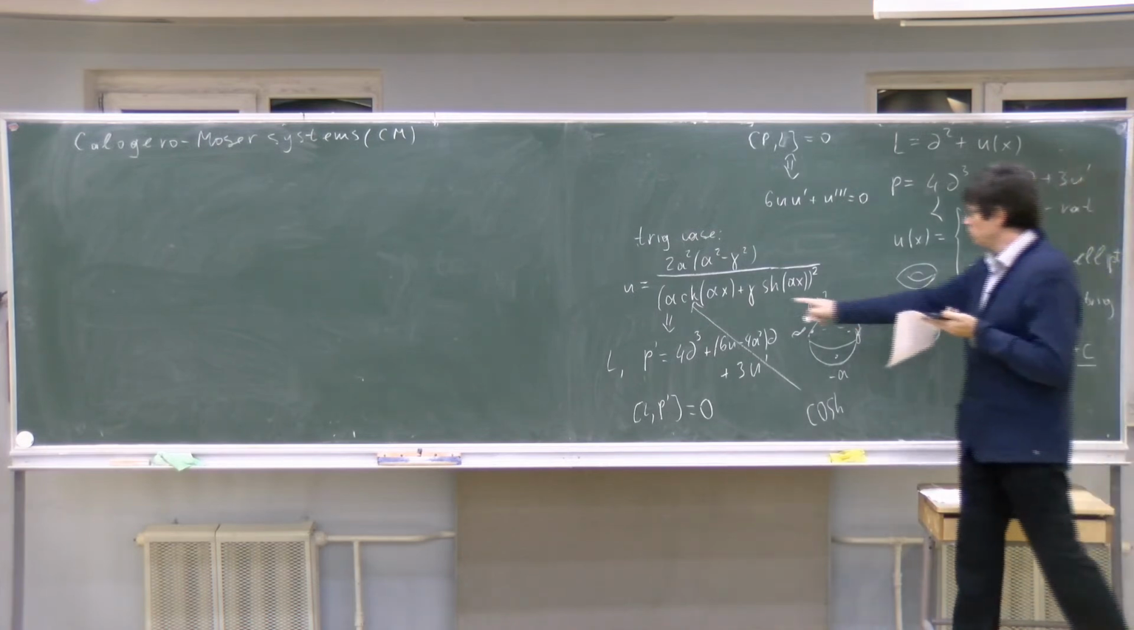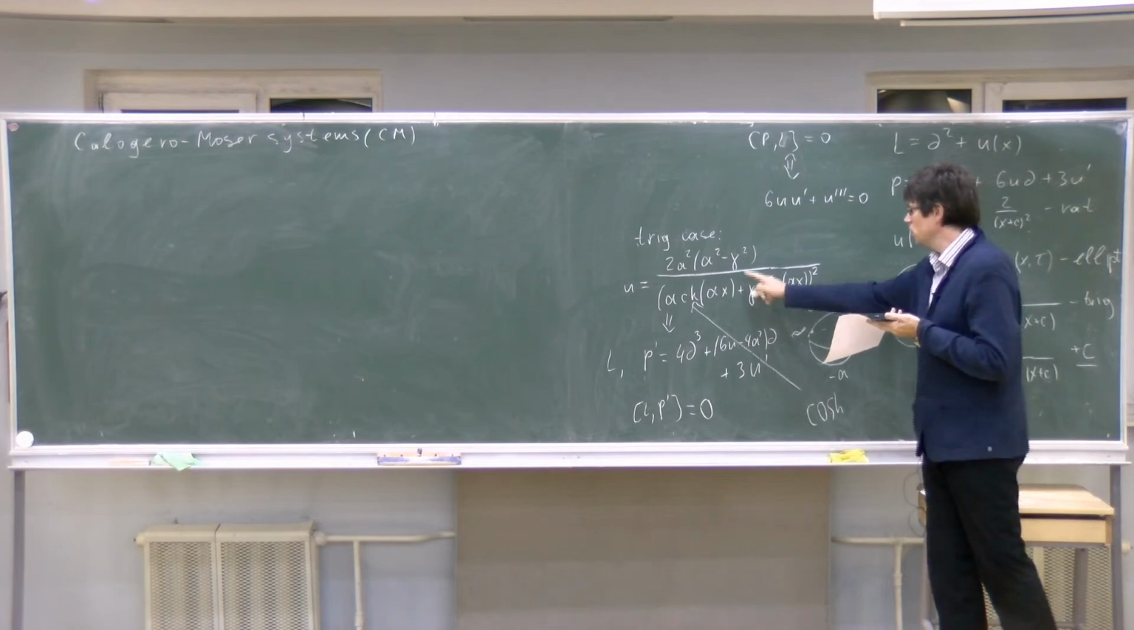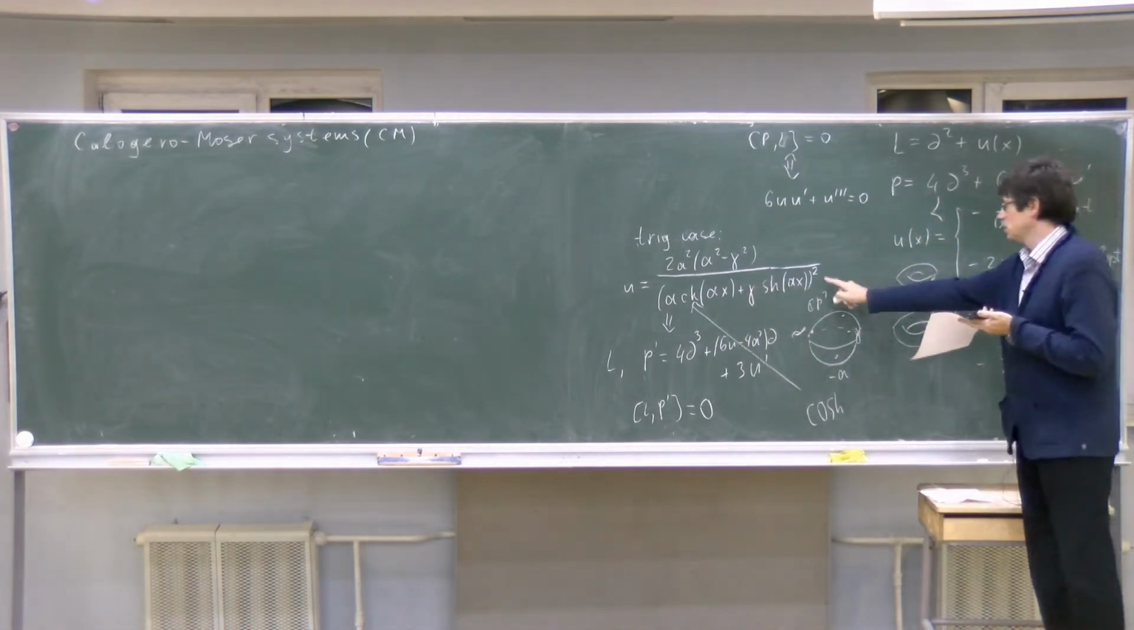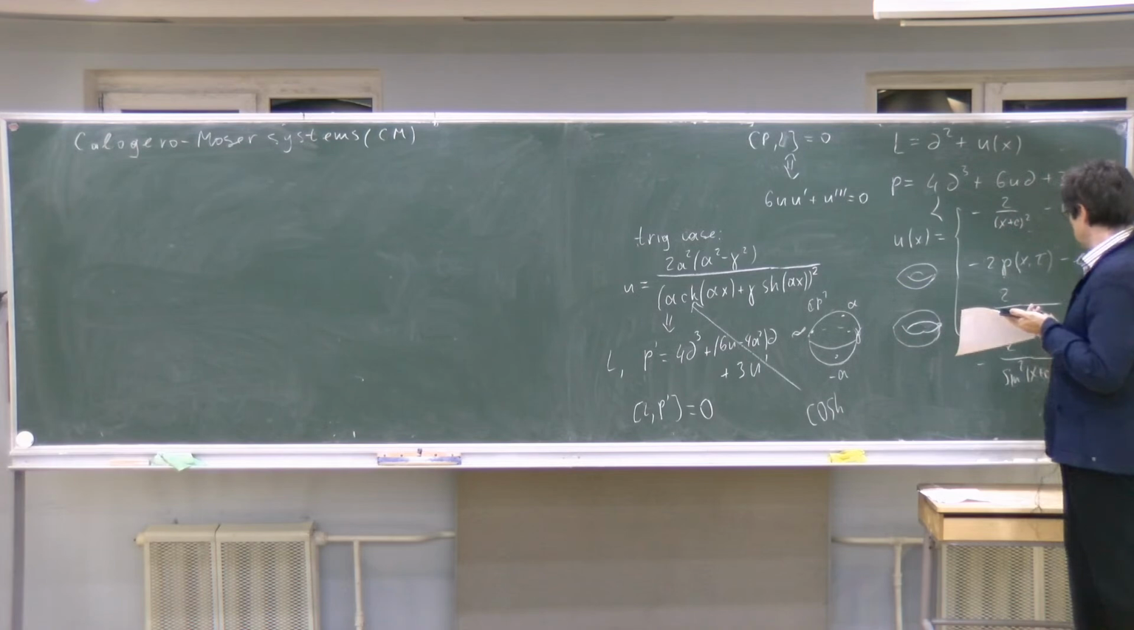And if we put here, for example, gamma is equal to 0 and a is equal to 1, then this formula will lead to this formula. Of course, plus a constant. So this is a precise answer.